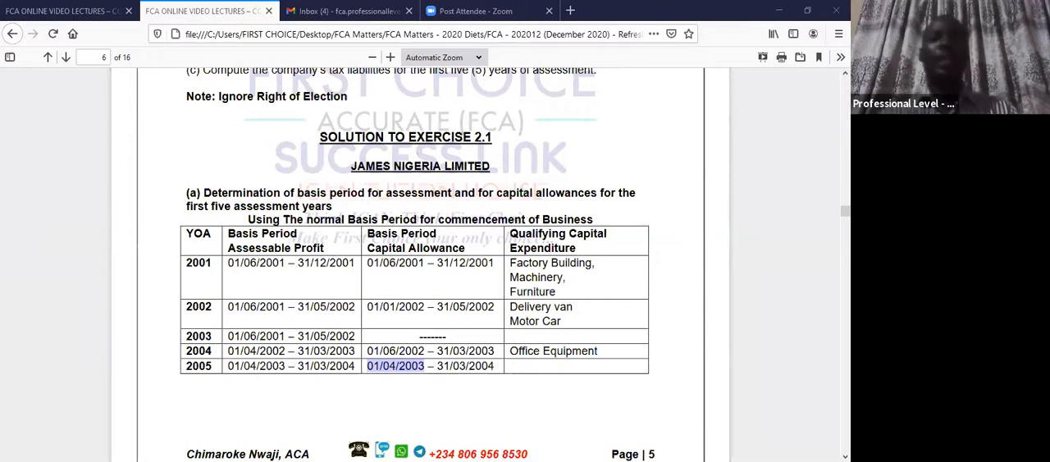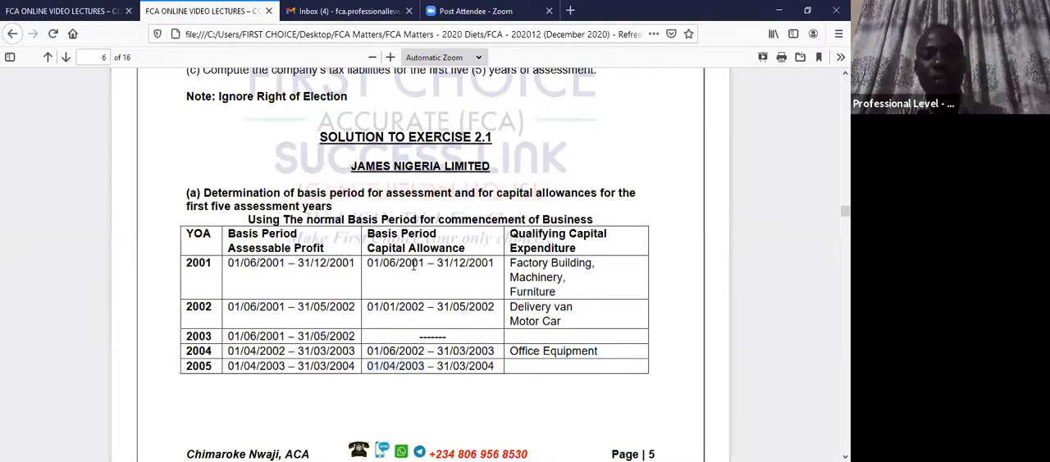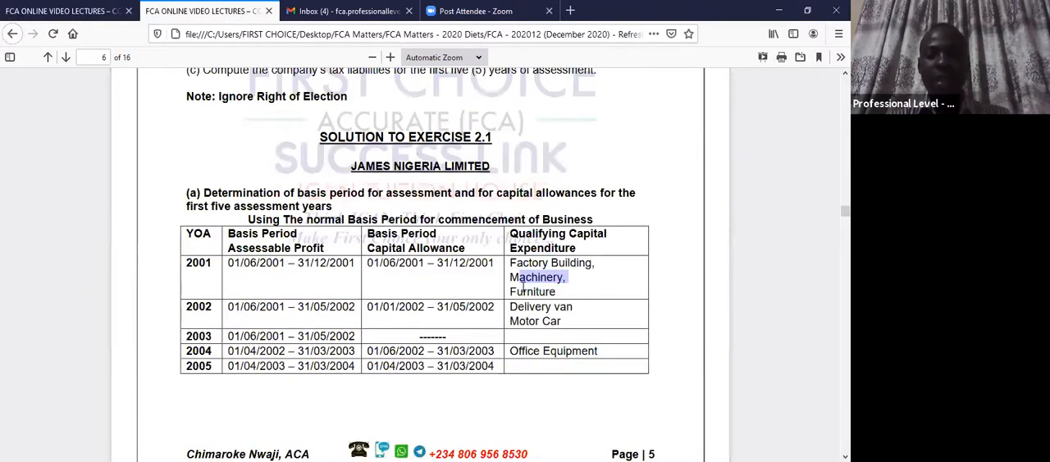Now let's look at the assets. Okay, so we see here that we said factory building and machinery will be treated as though they were bought in June 1, 2001. So if you look at it, there's June 1, 2001. So we treat the factory building and the machinery. Since it ends in 31st December 2001, all the assets bought in 2001 will be treated. So this furniture that was bought in October will be treated. So that's what we find here.